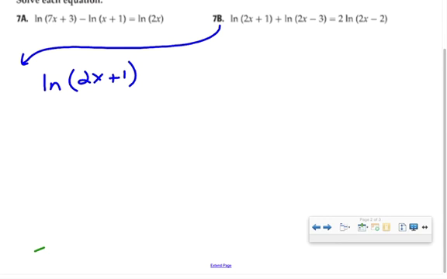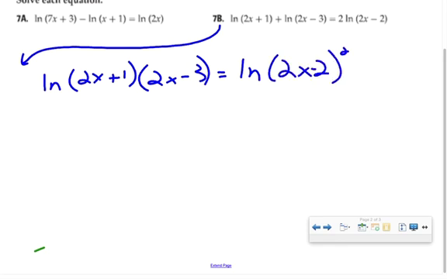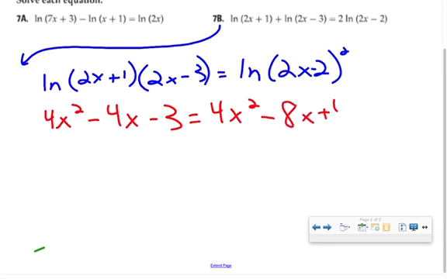Natural log of 2x plus 1 times 2x minus 3. You will have to FOIL that. I want to use the power rule on the right-hand side and get the natural log of 2x minus 2 squared. And you'll have to FOIL that out as well. So let's drop the logs now out of the equation. And let's go ahead and FOIL it out too while we're at it. 4x squared minus 4x minus 3 is equal to 4x squared minus 8x plus 4.